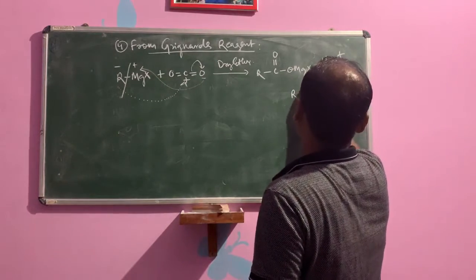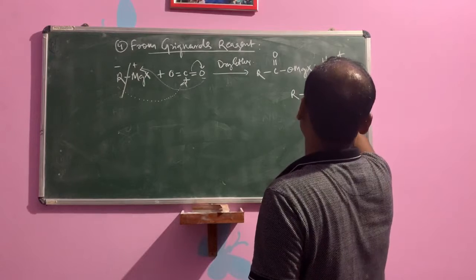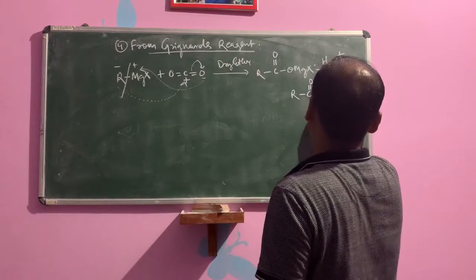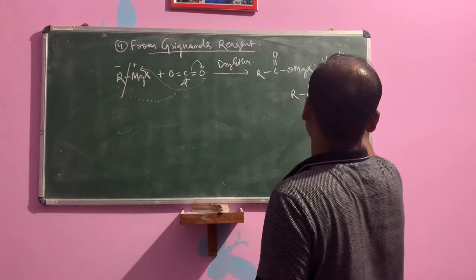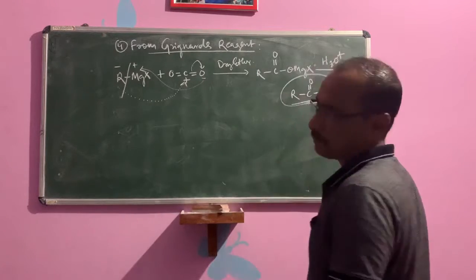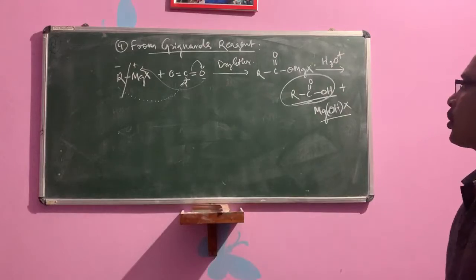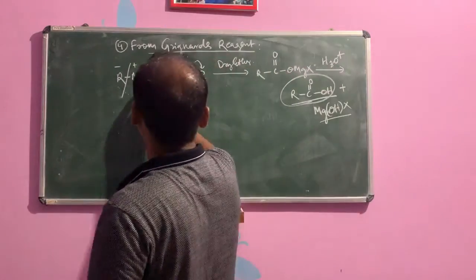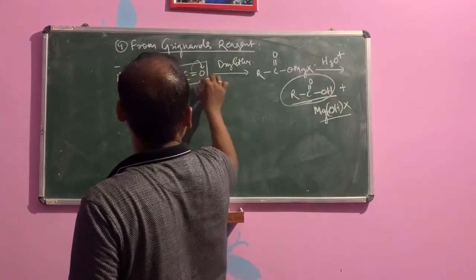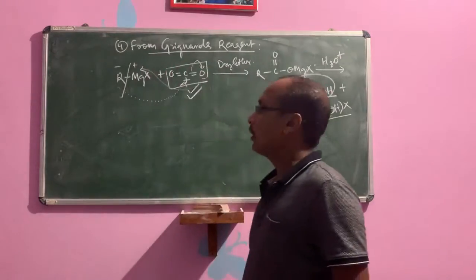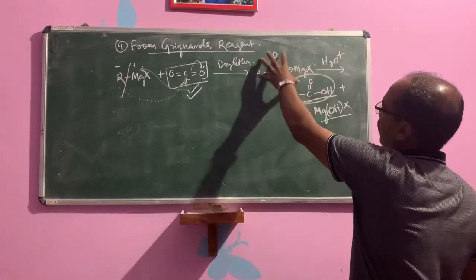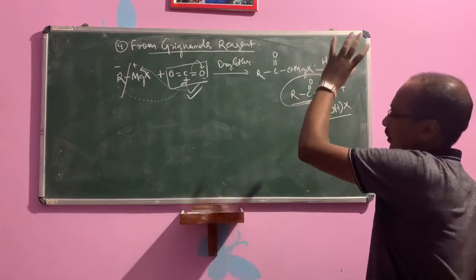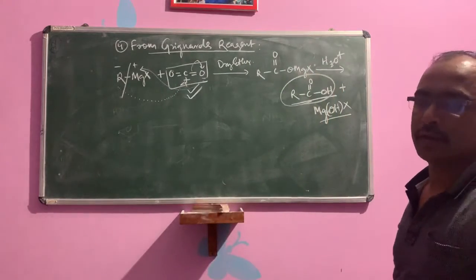R-C double bond O-H plus Mg(OH)X, magnesium hydroxide halide. This is the carboxylic acid. So Grignard's reagent and carbon dioxide. This is important: carbon dioxide and Grignard's reagent. You have to use dry ether as the medium, then complex formation, hydrolysis, and carboxylic acid. This is from Grignard's reagent.